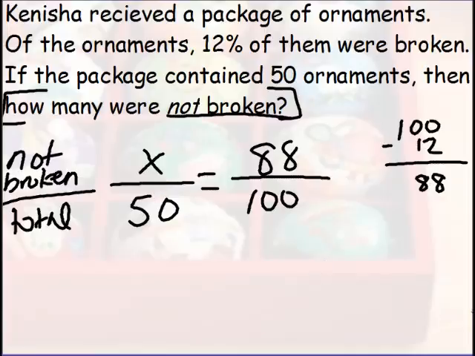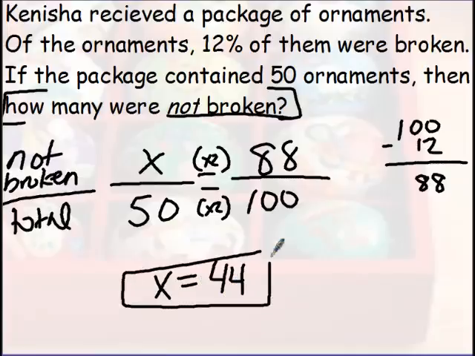This is a good time to look at how you can solve proportions without cross multiplying. We know that 50 times 2 gives us 100. What times 2 would give us 88? 44 times 2 would give us 88. So we know that x is equal to 44.